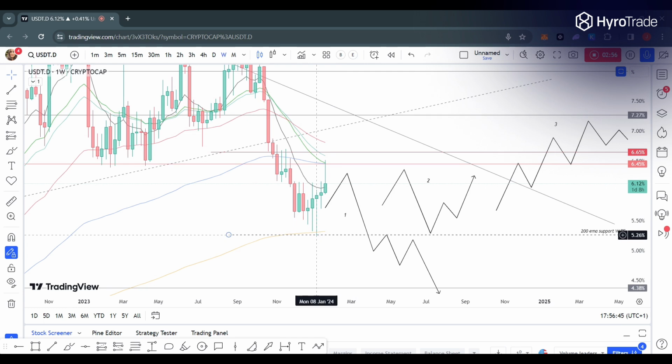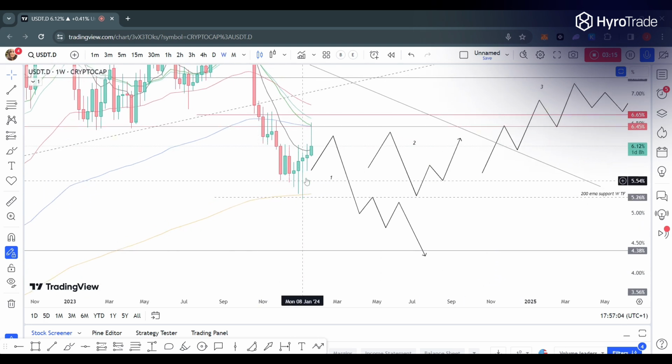So talking about USDT dominance, and looking at the current situation, there can be several possibilities, and I was also writing about them in my article. The first possibility is that USDT dominance comes to the 6.65 or 6.45 level, as it did already, rejects, and comes back towards the 200 EMA on weekly.